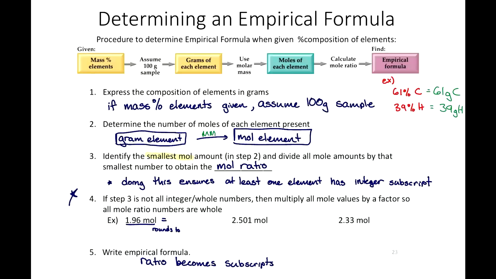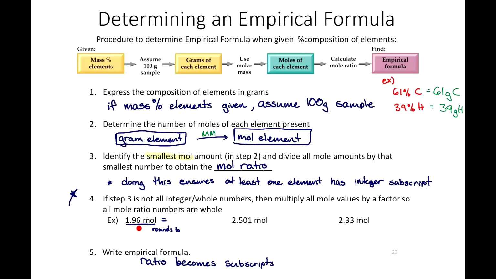Doing this ensures that one element has an integer value present, and I'll show you what I mean there. It's how we get the ratio into whole numbers. Once you divide by that smallest mole amount, hopefully you'll have whole numbers, and then that will give you your ratio. But if they're not whole numbers, we have to do some finagling to force them to be whole numbers.